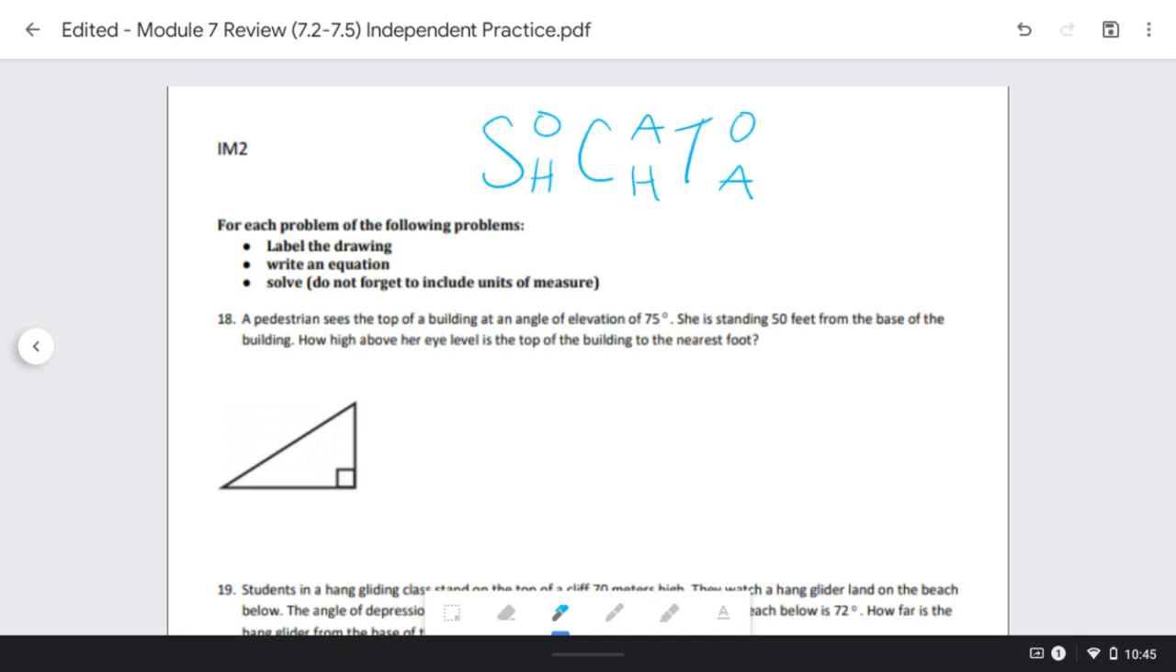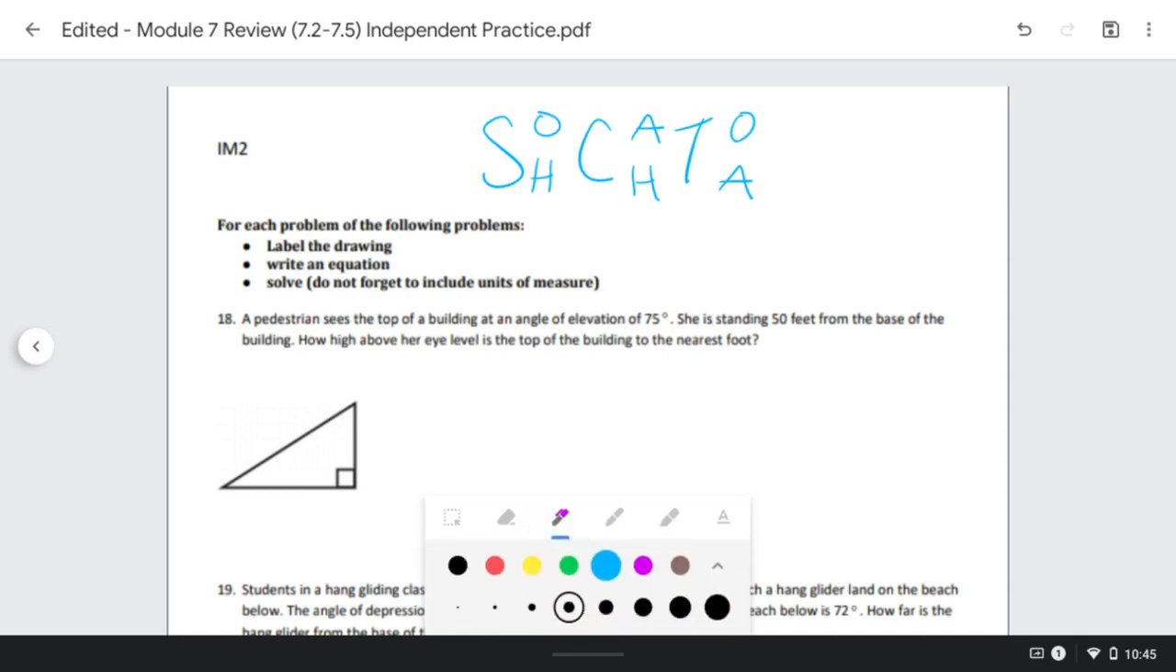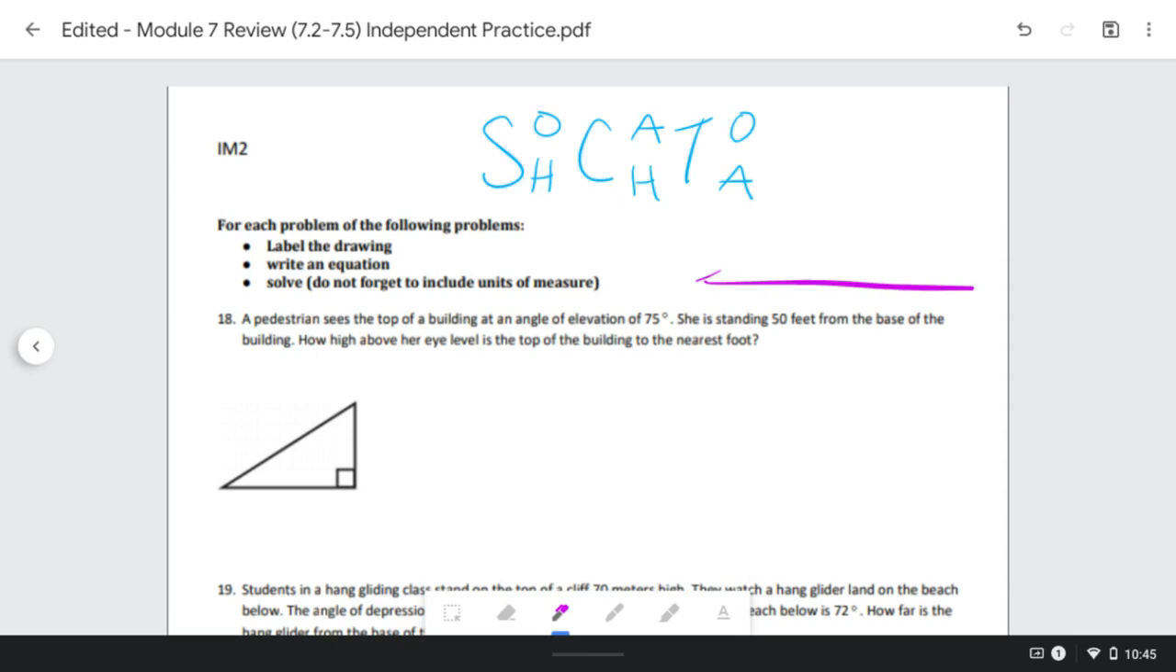It says a pedestrian sees the top of a building at an angle of elevation of 75 degrees. So if we remember this sketch from before, this right here is the angle of depression. And this right here is the angle of elevation.